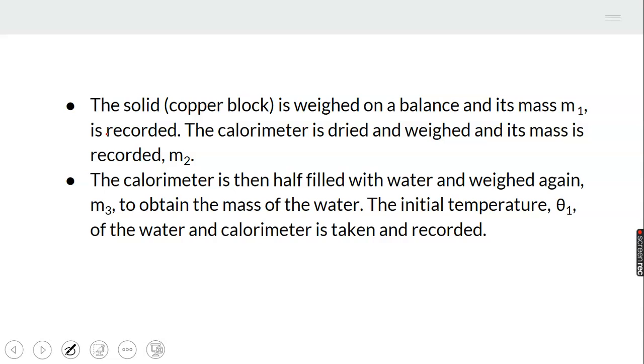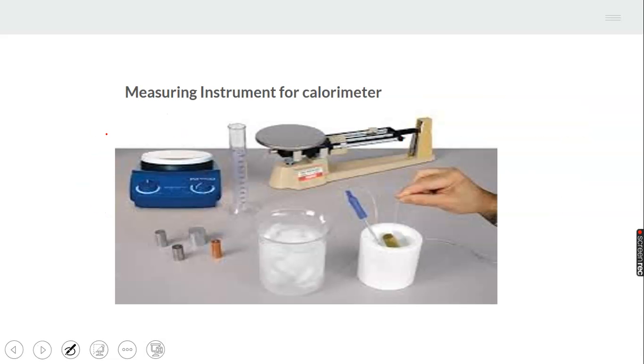The calorimeter is dried and weighed, and its mass is recorded as M2. The calorimeter is then half filled with water and weighed again. We record that one as M3 to obtain the mass of the water. The initial temperature, θ1, of the water and calorimeter is taken and recorded. Then this is just the measuring beam balance required to take the measurement.